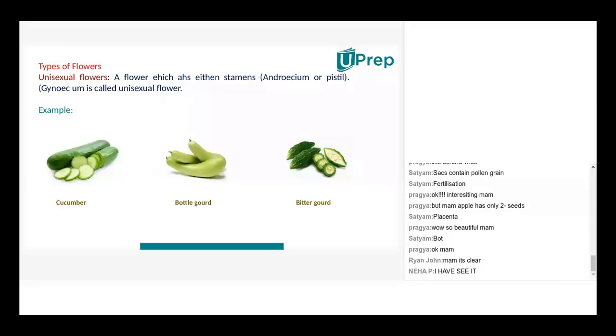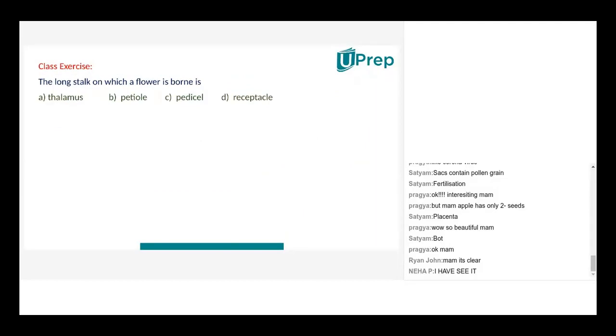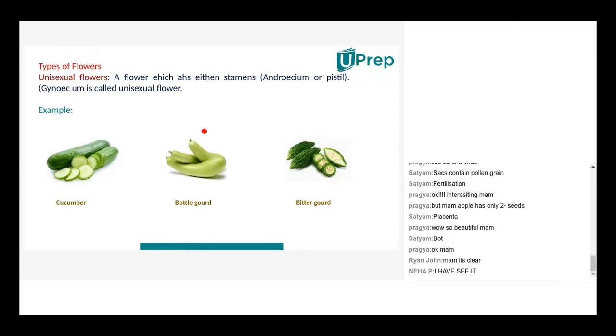Okay. So after doing complete and incomplete flowers, we will have, okay, this is the same as unisexual and bisexual flowers. Yeah, so bisexual flowers is the same, which will have both androecium and gynoecium. And unisexual, uni means one. Unisexual means one.